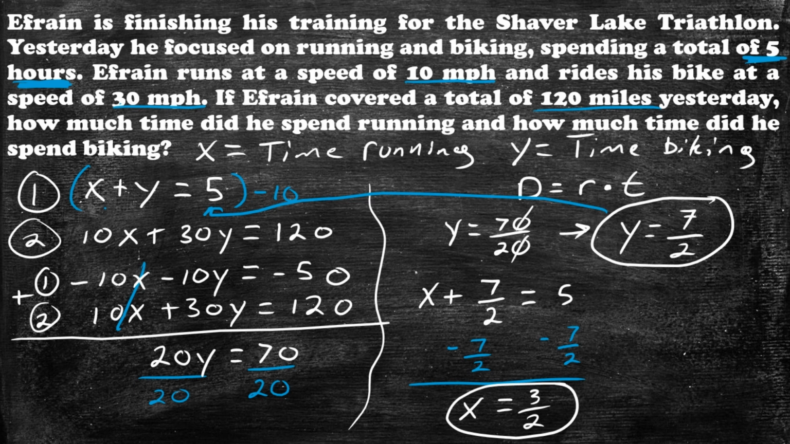All right. And the last thing that we should note is we want to make sure that we write the proper units. So these times are actually in hours, since that's how we've been measuring this whole time. So we know that he spent 3/2 hours or 1.5 hours running and 3.5 hours biking. So therefore, we found our x and our y, and this example is now complete.